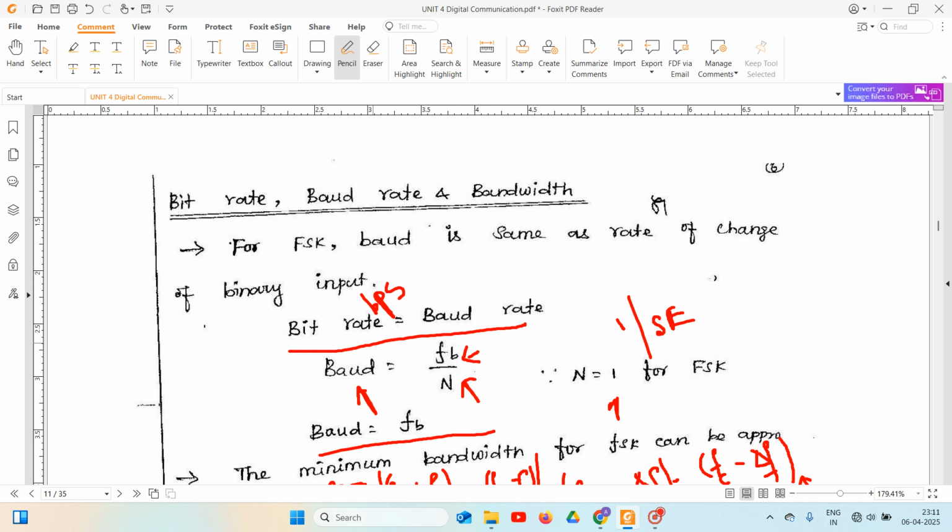The rate of change of the input signal of the modulator, or the number of bits per second, is called the bit rate. Baud rate means the rate of change of the output of the modulation, or the number of symbols obtained per second, is called the baud rate, right?